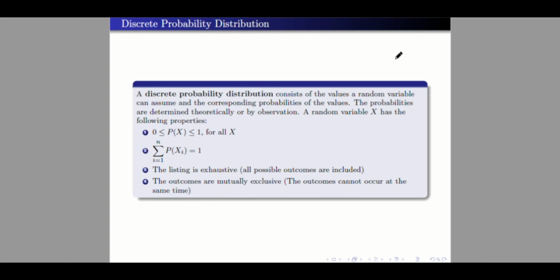And the outcomes, again, are mutually exclusive, meaning the outcomes cannot occur at the same time. Say, for example, when you toss a fair die, it can only have 1, 2, 3, 4, 5, and 6, not 1 and 2 or 2 or 3 or any pair of numbers when you toss a single die. It can only give you either an outcome of 1, an outcome of 2, and so on. So this is a discrete probability distribution with the properties of a random variable x.